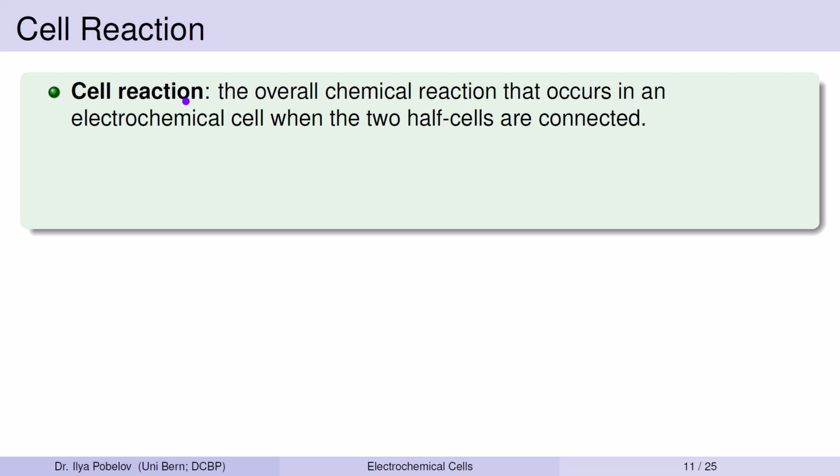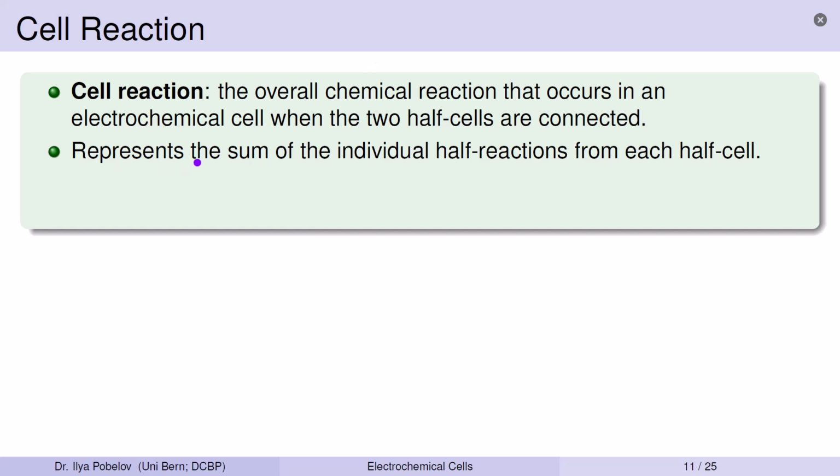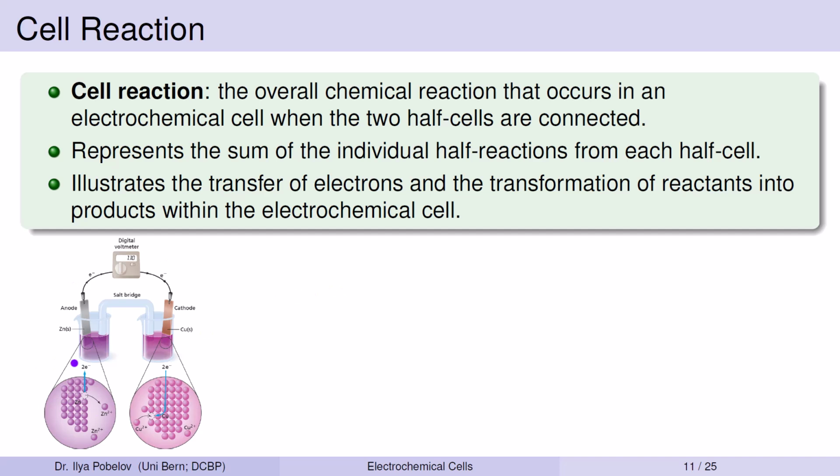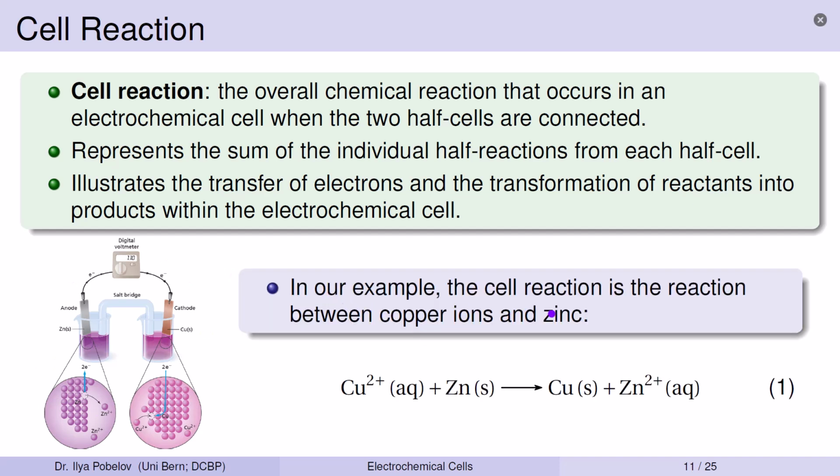This reaction encompasses both the oxidation process happening at the anode and the reduction process occurring at the cathode. The cell reaction represents the sum of the individual half reactions from each half cell and illustrates the transfer of electrons and the transformation of reactants into products within the electrochemical cell. In our example, the cell reaction is the reaction between copper ions and zinc that we had started from.